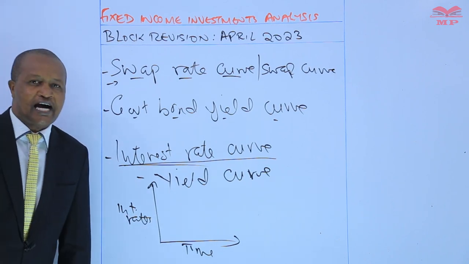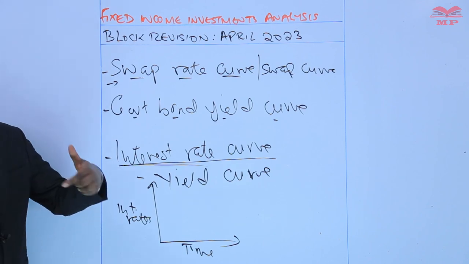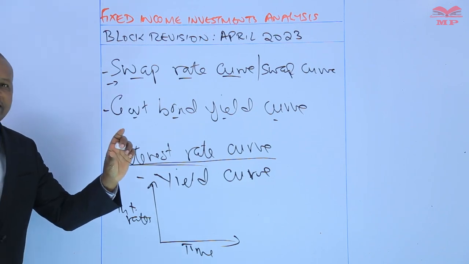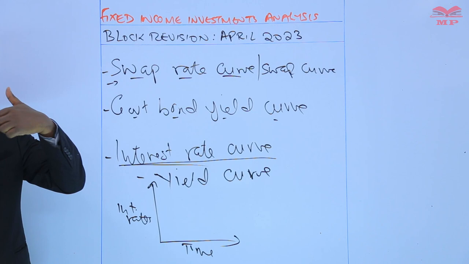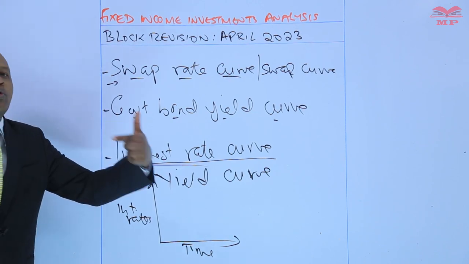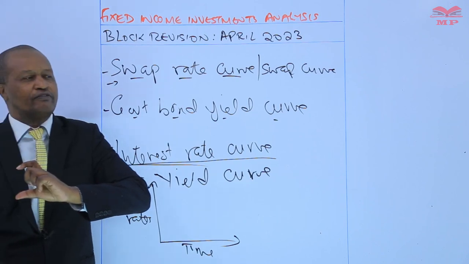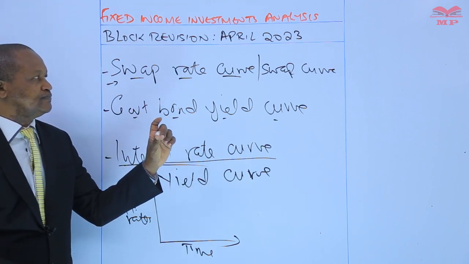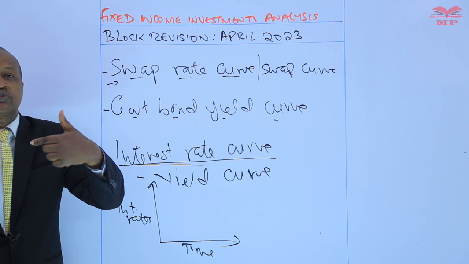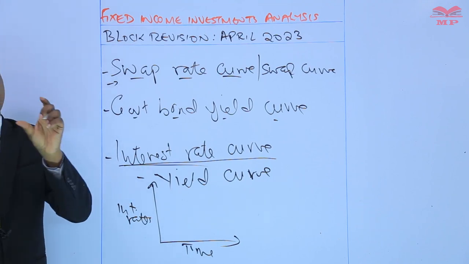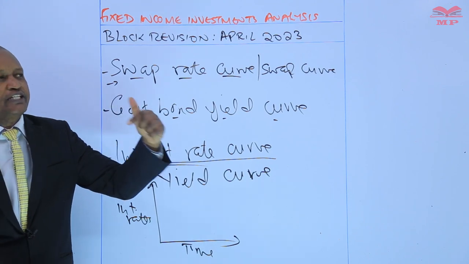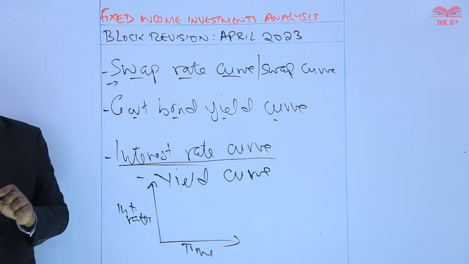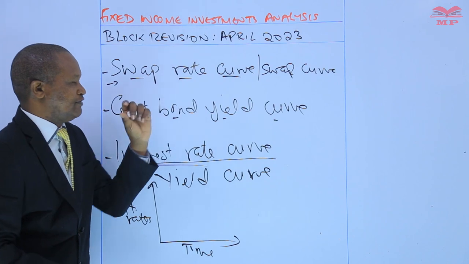What is a swap curve? It is a graphical representation of the fixed interest rates paid on interest rate swap contracts across various maturities. And we know candidates interest rate swaps are financial derivatives where two parties agree to exchange interest rate cash flows based on a notional principal amount. That is the swap curve.